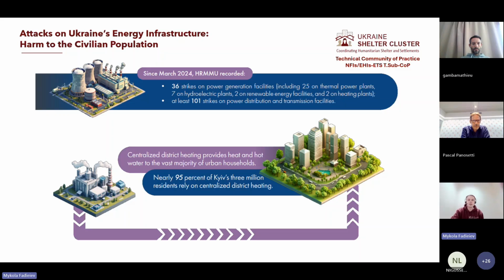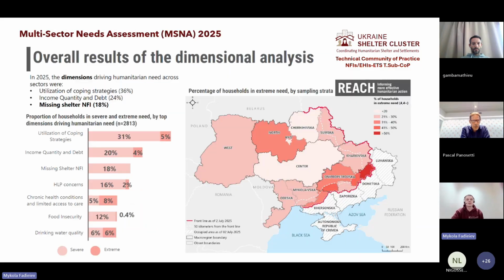Moving on to the next slide, I would like to provide you with the results of the recent multi-sector needs assessment conducted by REACH. And actually, according to this assessment, 18% of the respondents marked that missing shelter NFI is one of the primary needs in Ukraine in 2025.